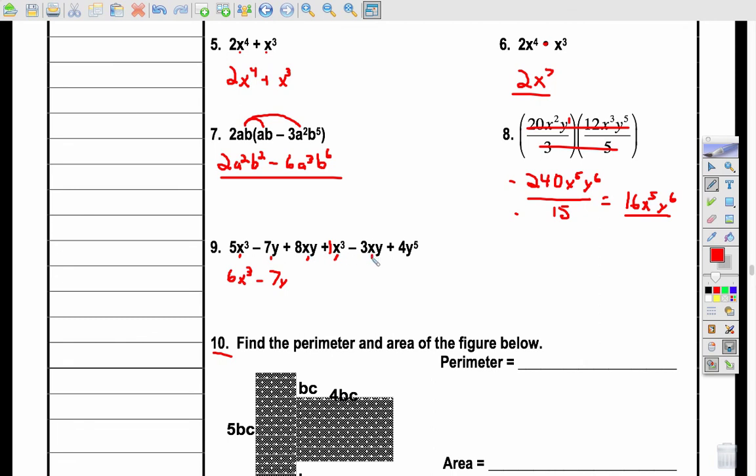And then we have, okay, our xy's. We have 8xy. Oh, right here, 3xy. So you have 8, it's a positive 8. This is a negative 3, so 8 minus 3, that's going to give me a positive 5, and then it's xy. And then the last thing that we got right here is y to the 5th. So we have plus 4y to the 5th.